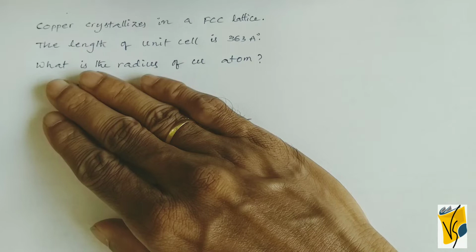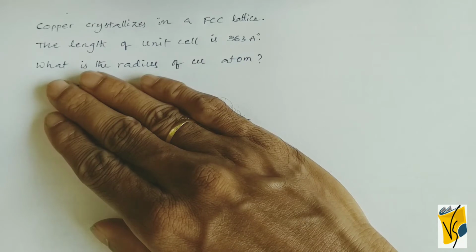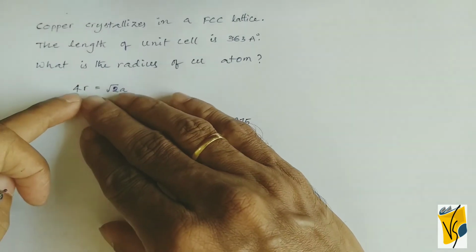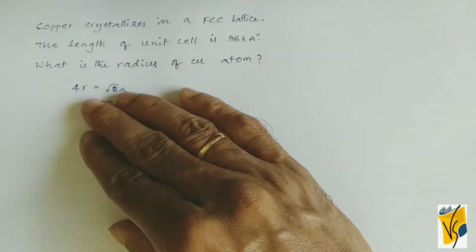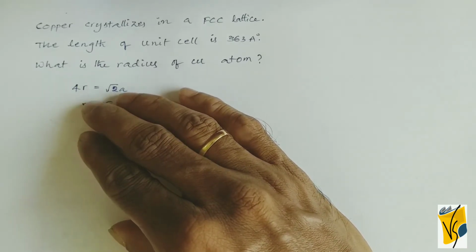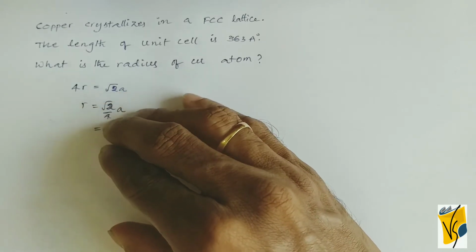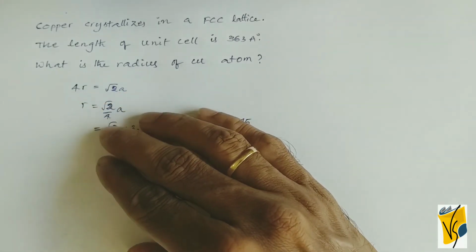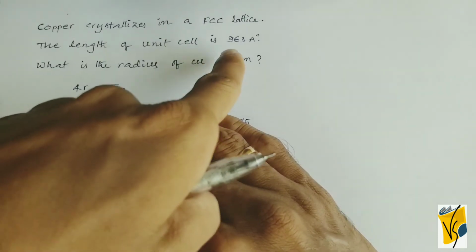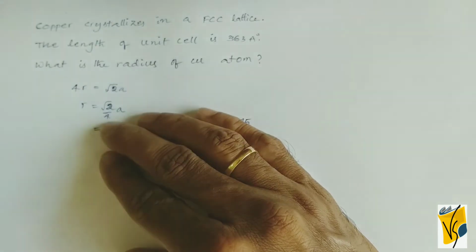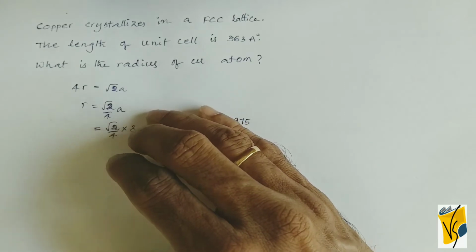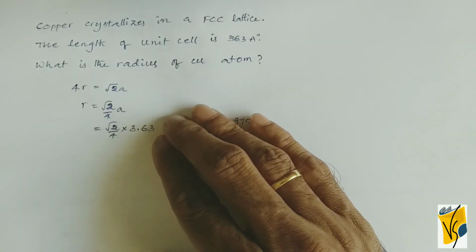So you have to find out now the radius of the atom. So 4r is equal to root 2a, right? So that is the formula we are using here. So now r is equal to root 2 by 4a, and now substitute the edge length that is given here, that is 3.63 angstroms, right? Now r is equal to root 2 by 4 into 3.63 angstroms.